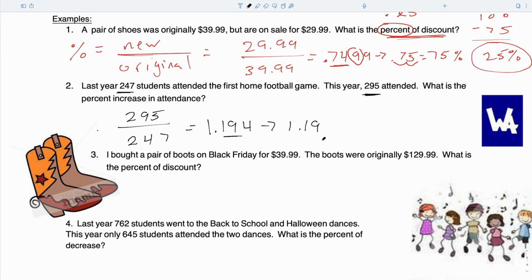Leighton, do you think this would be a markup or a markdown problem if we were to solve it? For number 2, it's going from 247 to 295. Yeah, this is a markup. And notice what happened to our percent. We're going to move the decimal 2 to the right. If it's a markup, all you have to do is move the decimal. We don't have to add or subtract. And you have your total percent of the markup. Because markups are already out of 100% or more, you're going to have 119% there for your answer. You don't have to do anything with it.